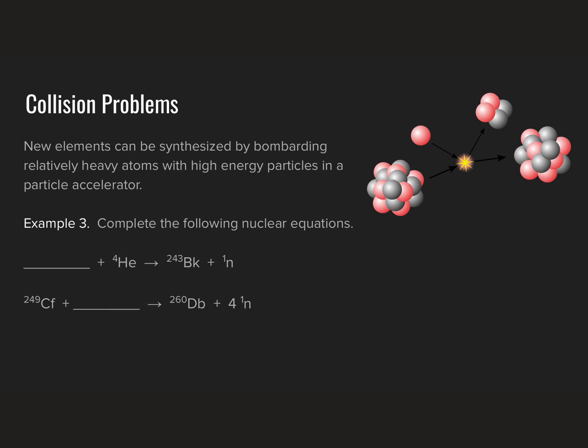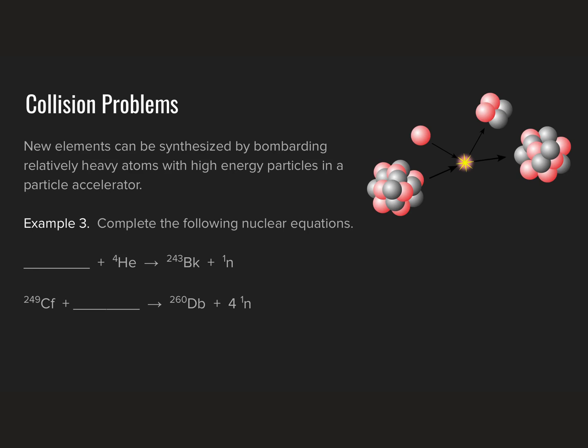So this type of problem is going to show the exact same process as the last one. That is, we're trying to show conservation of both charge and mass within these systems. And really the key to solving these problems is to just figure out what's missing within your equation. So take a look at our example 3 that we have here. We've got two examples of these collision problems here for you.